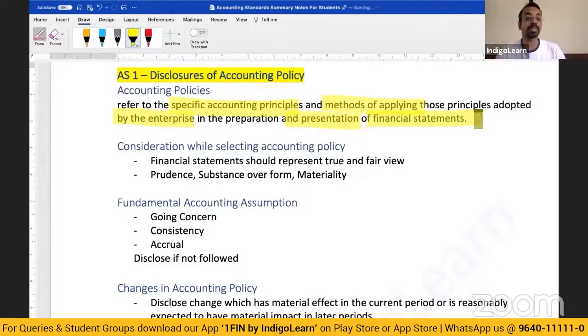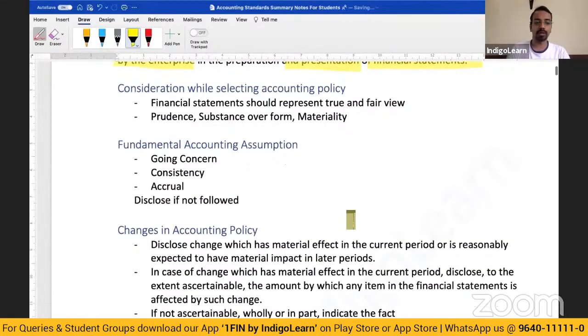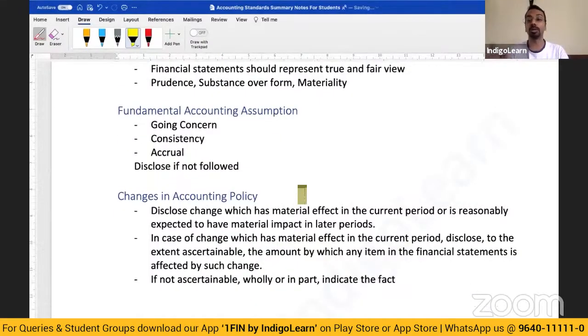Now, one question which can come from this particular standard is, what has to be the disclosure whenever there is a change in accounting policy? If at all there are changes in accounting policy, what should be disclosed?